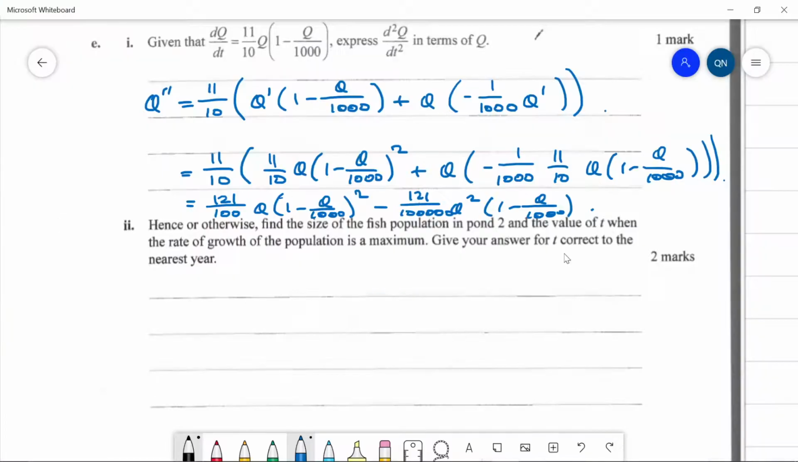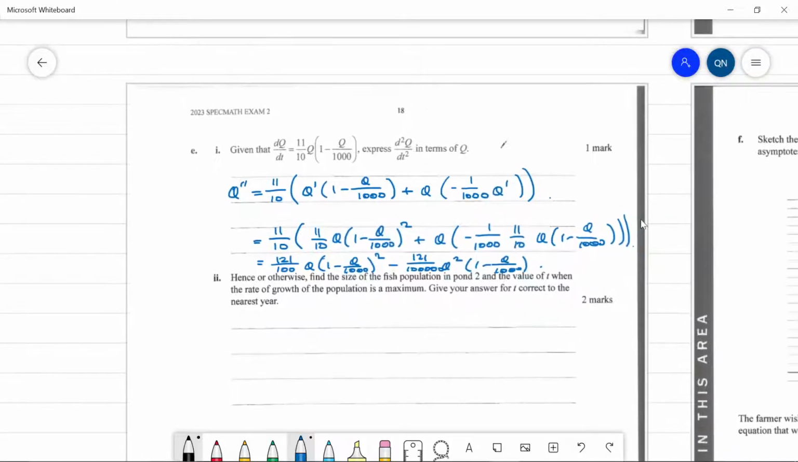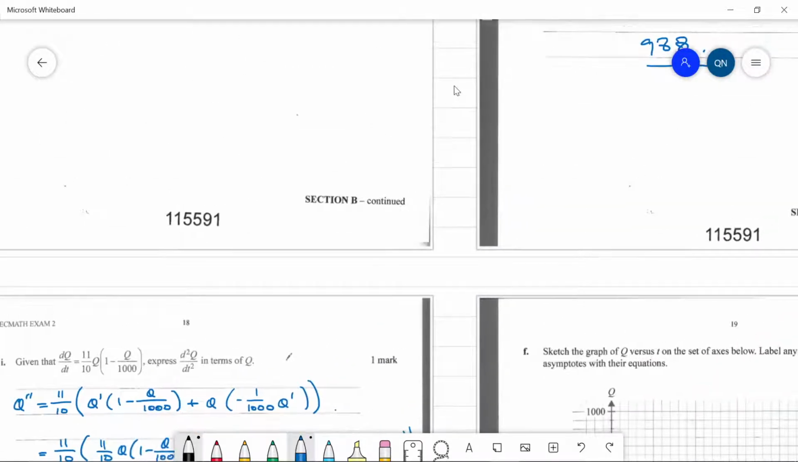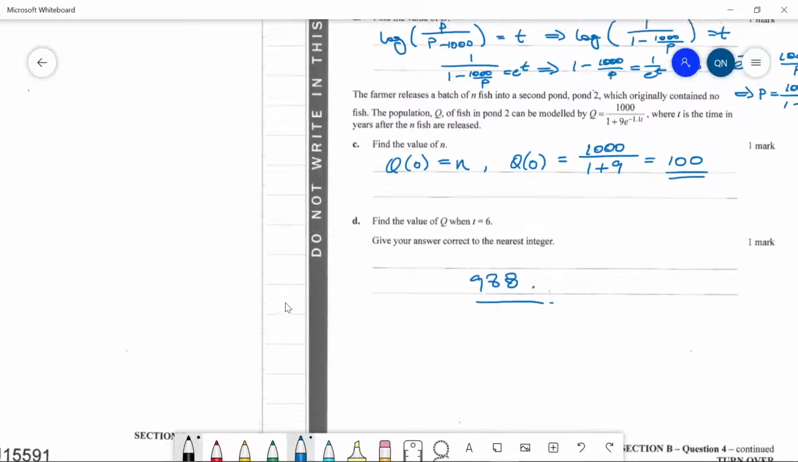And we get y equals 500. What was the initial population? It was 100.